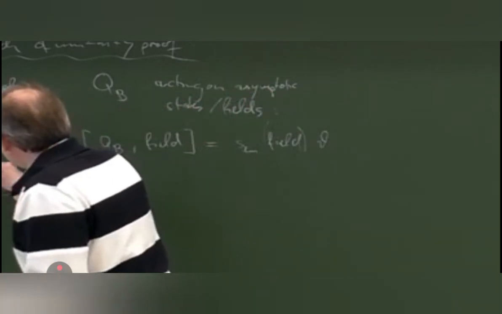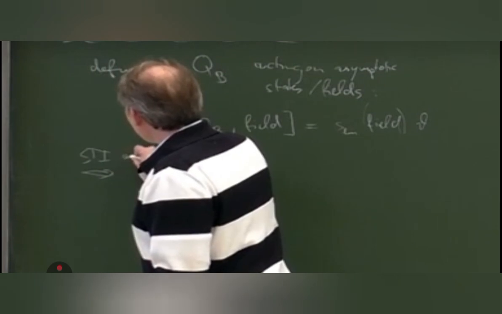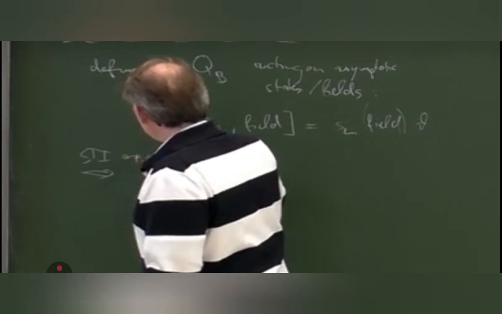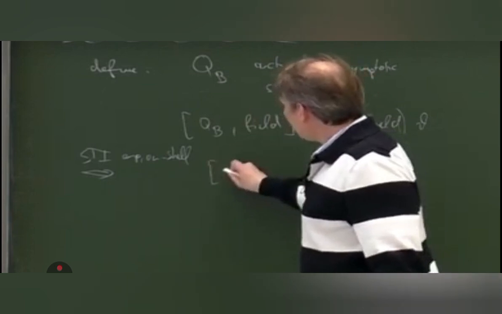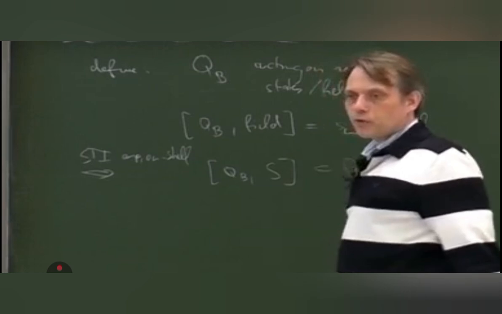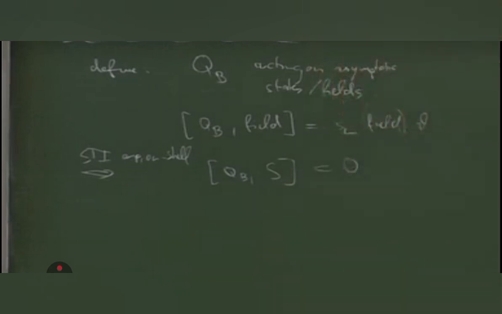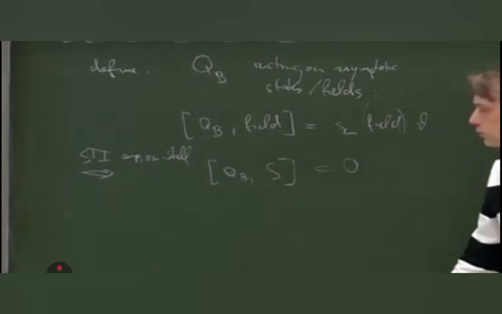And then using the Slavnov-Taylor identity, amputated and on-shell, proves the following. It simply proves that this QB commutes with the S operator. That's really the essence of all these relationships here. This is basically the same statement, or the specialized statement, of the general fact that this QB commutes with the S operator.